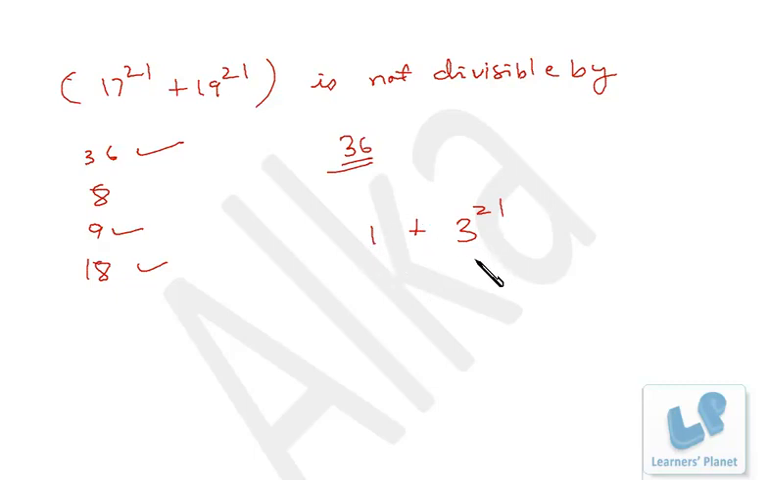Now we have to further reduce it. So 3 raised to 21 can be written as 3 raised to 20 into 3. 3 raised to 20 can be written as 9 raised to 10. Now 9 raised to 10 can be written as 8 plus 1 raised to 10, so the remainder will be 1 only, that is 1 raised to 10, which is 1. So the final remainder will be 1 into 3, 3, plus 1, 4. So if this expression is divided by 8, the remainder will be 4.